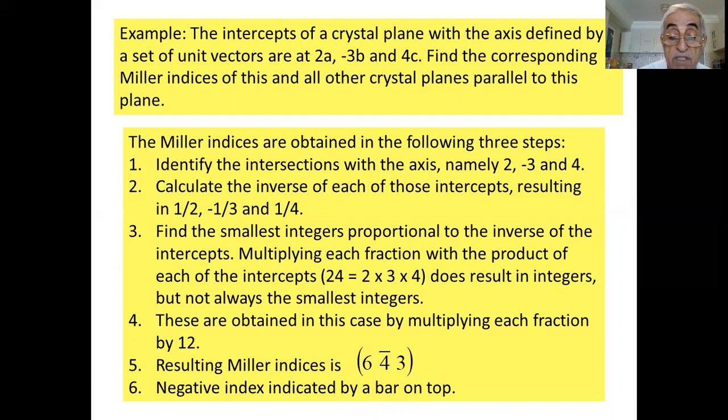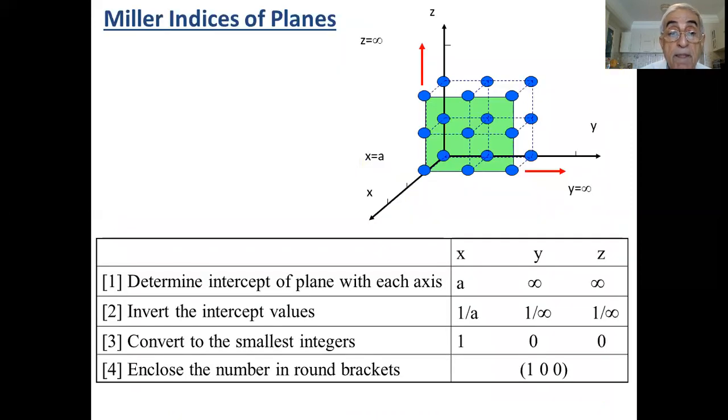So 4 bar means the negative direction of y. A negative index is indicated by a bar on top. Miller index of planes: here in this figure, for this plane, it can be seen x equals a, while z and y equal infinity. So the x-intercept is 1, the y-intercept is 0, and the z-intercept is 0, because 1 divided by infinity becomes 0. So the Miller index will be 1, 0, 0.